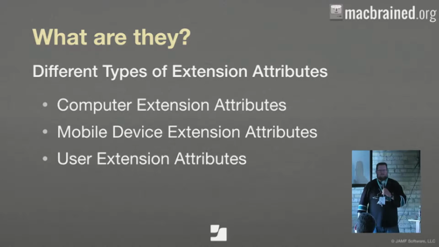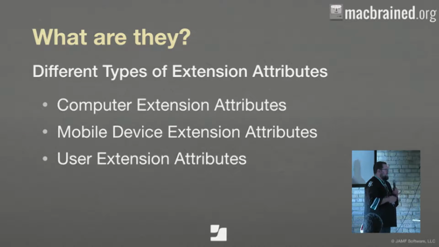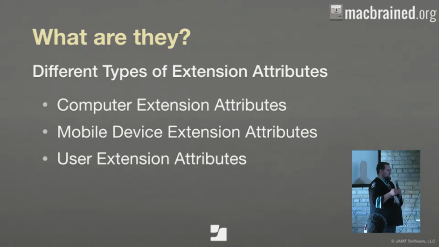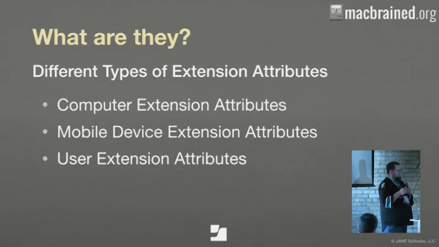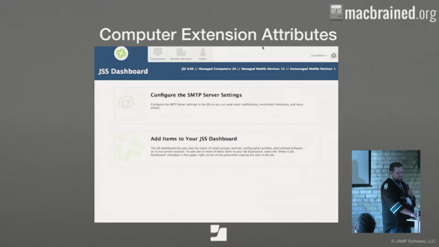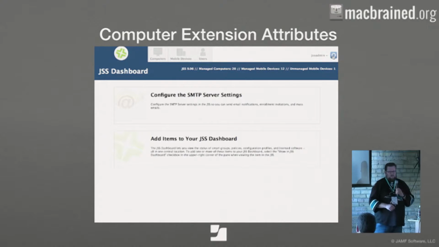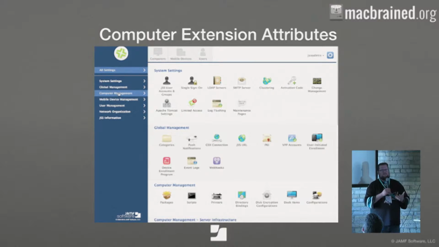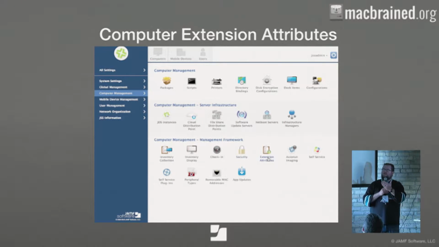With extension attributes, there are three types of them: the computer extension attributes, mobile extension attributes, and user management extension attributes. Each one of them is similar, but each one is different. We'll go straight into it. Since I did not do demos, I did videos for you all, so that we did not have to pray to the demo gods, because undoubtedly something would break and burn, and nobody wants that.